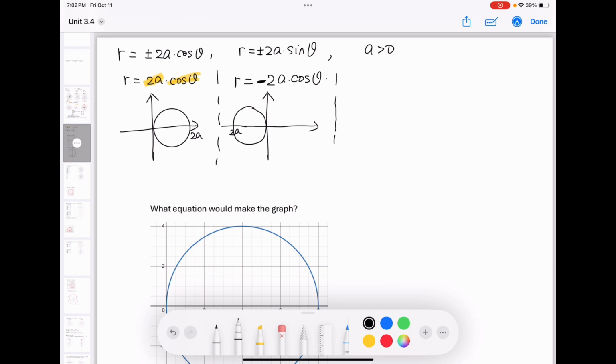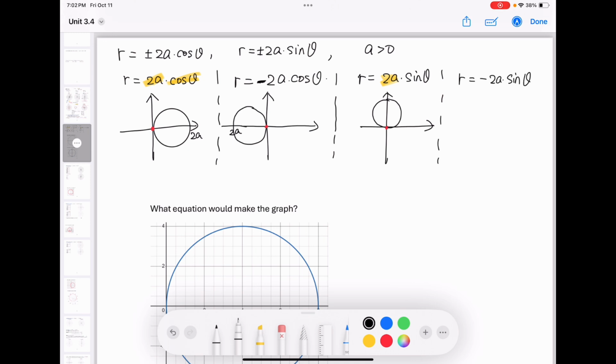And how about the next case? r equals positive 2a times sine theta. Now if it is sine theta, my circle is located on the y-axis, and in front of the sine is positive 2a, so my circle is on the positive y-axis. And one thing I should remind everybody: my circle must have a point go through the origin, which is (0, 0).